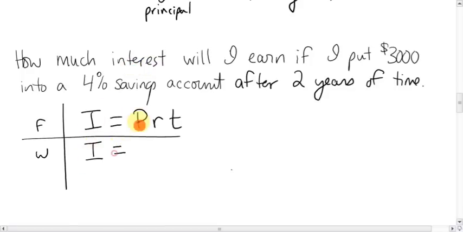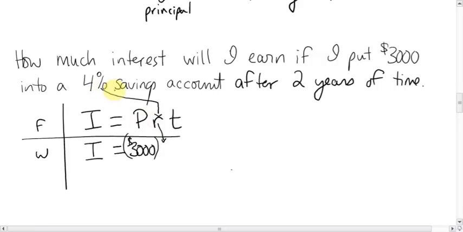The principal is the big chunk that you're putting in or you're asking for. So it's $3,000. I like to use brackets for multiplying. R is the rate or the percentage, and the rate here or percentage is 4. You need to convert that to a decimal.